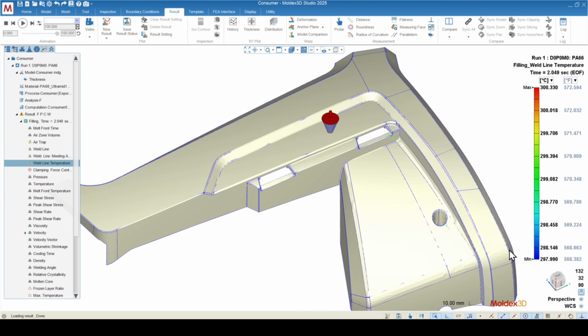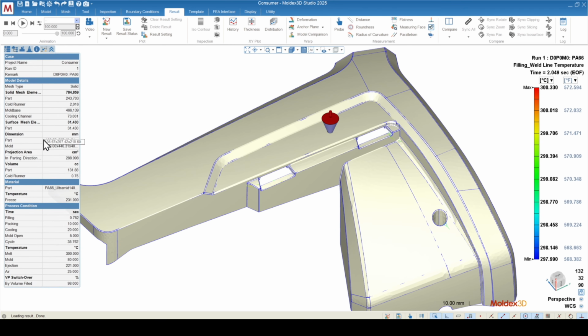But it is important to know the context of how these compare to the melt temperature. If I go to my information tree again, I can see that the melt temperature here was 300 C, and so therefore the weld line temperature has only varied by 2 degrees over the entirety of the geometry.